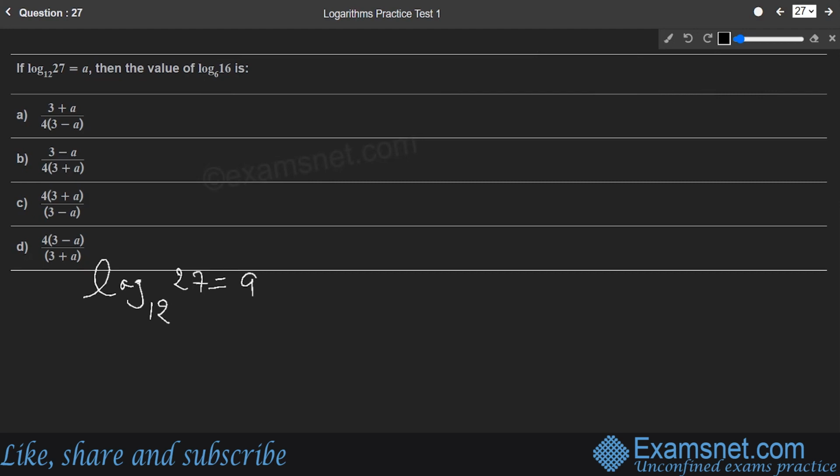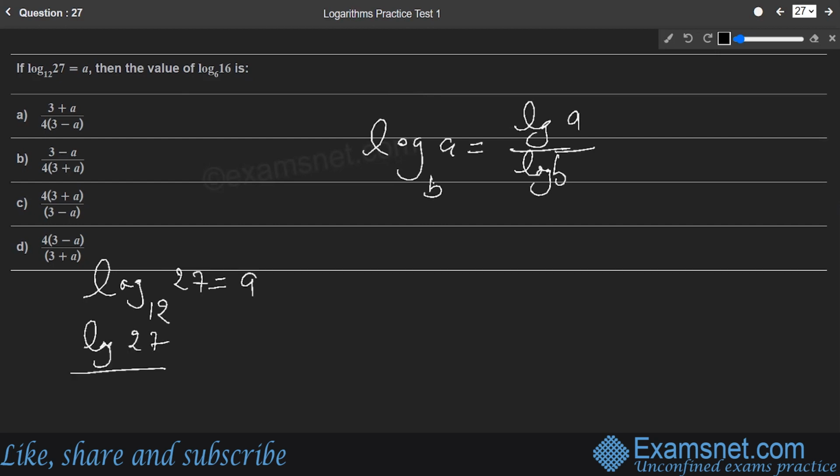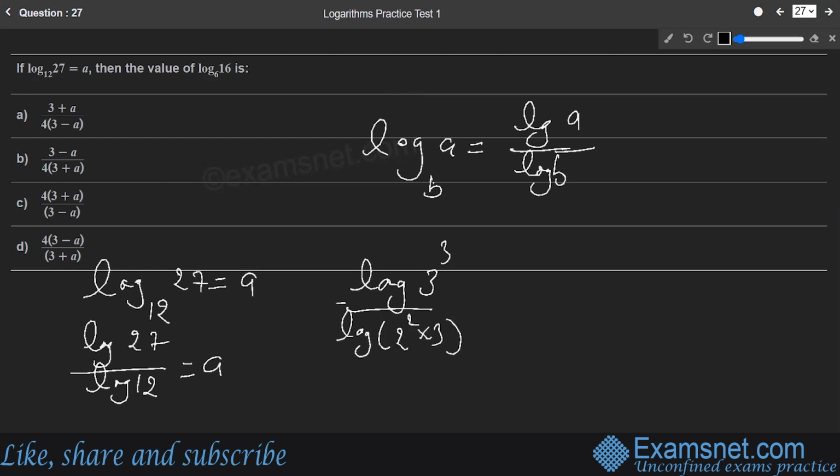Now, here we can use a property which says log base B of A can be written as log A over log B. If we use this property, the left-hand side can be written as log of 27 divided by log of 12 is equal to A. Now, this 27 can be written as 3 cube. So we can write log 27 as log 3 cube, divided by log 12, which can be written as log of 2 square into 3, because 12 is nothing but 4 into 3, which is 2 square into 3.